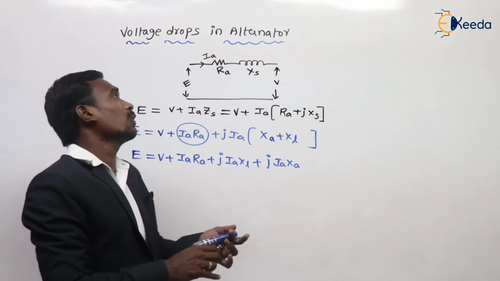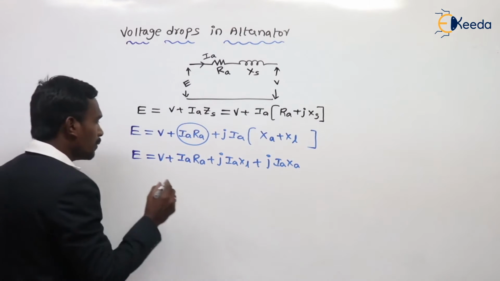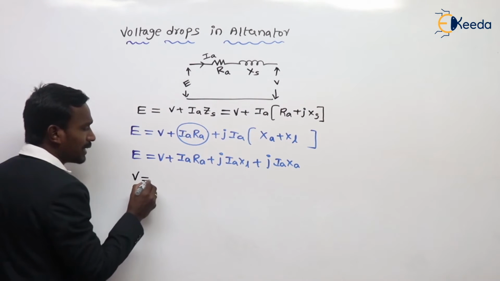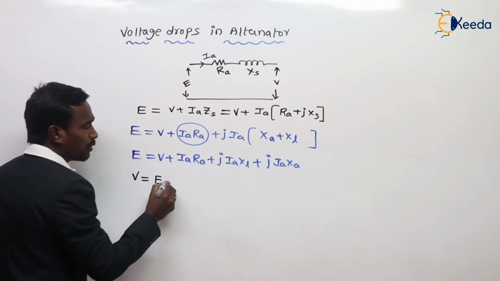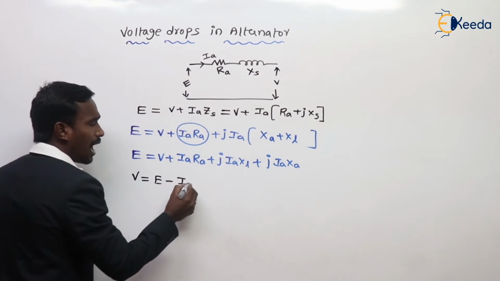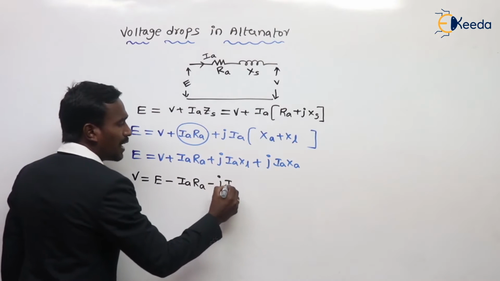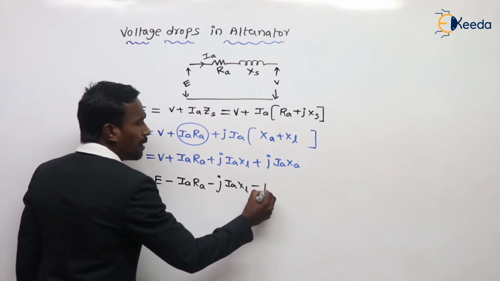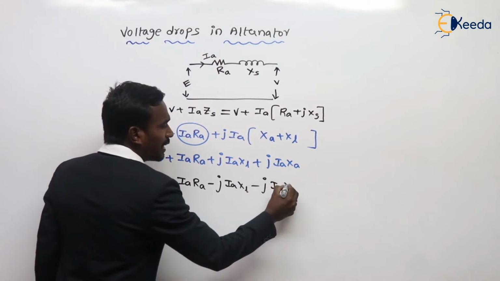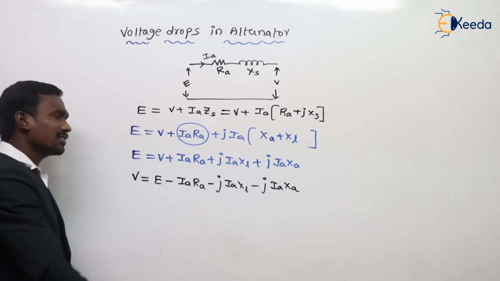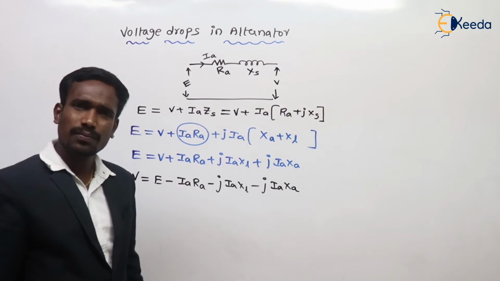But I want the load voltage. So tell me, what is load voltage? V is equal to E minus IARA minus j of IAXL minus j of IAXA. This is the load voltage.